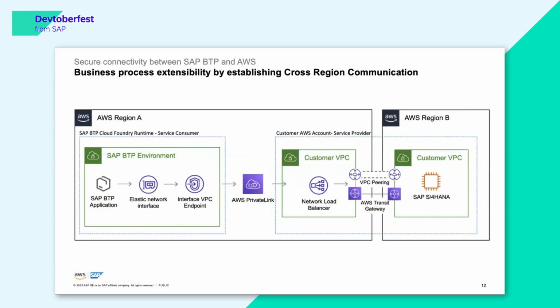For AWS endpoint services across AWS regions, you can create a VPC in the same AWS region as your BTP Cloud Foundry runtime, and then connect these VPCs via VPC peering or AWS Transit Gateway. This is helpful if you want to run your S/4HANA system in a separate region and your BTP account in another region.